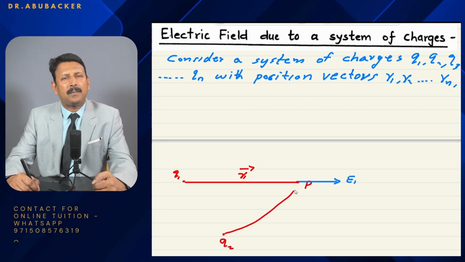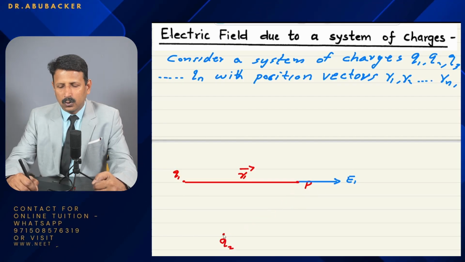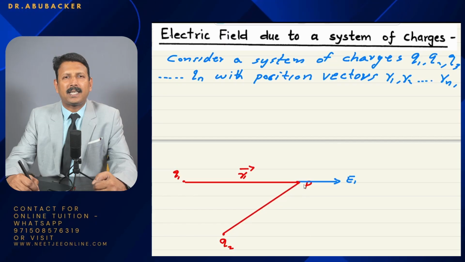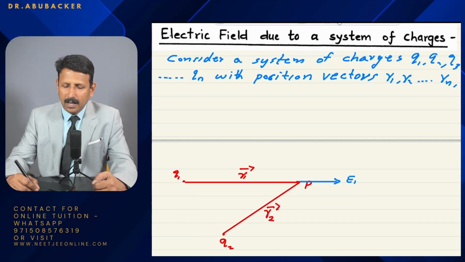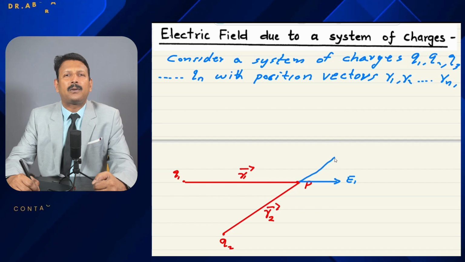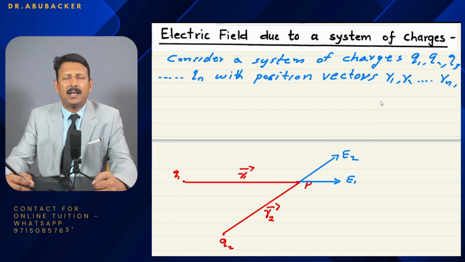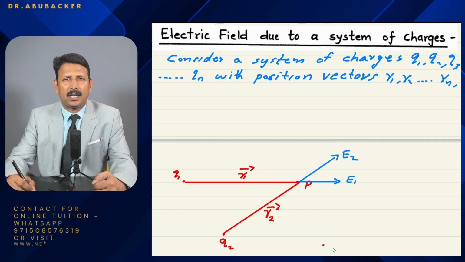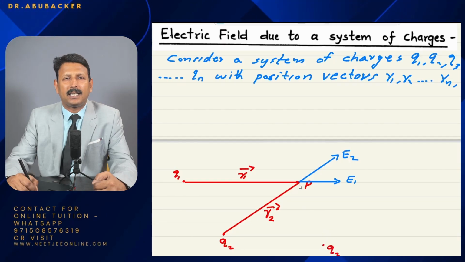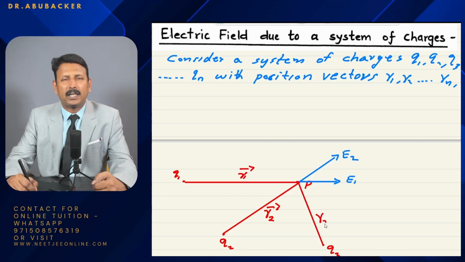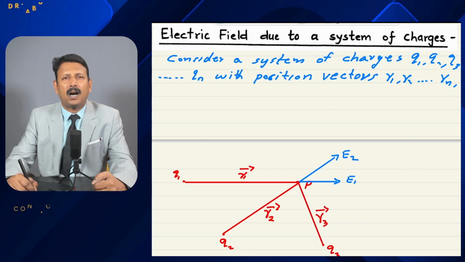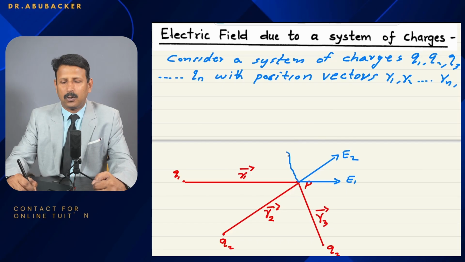One more charge I am adding, charge Q2, which is at a position vector R2 from the point P, and the field produced due to that one is E2. You can mark any number of charges. Let me go with the third one, then I will go to Qn. A third charge Q3 is at position vector R3, and the field produced due to that one is E3.